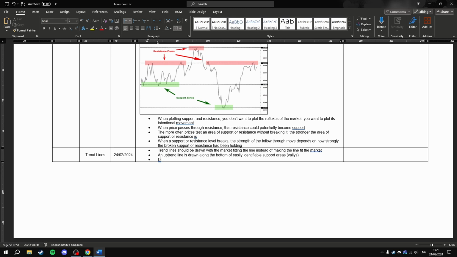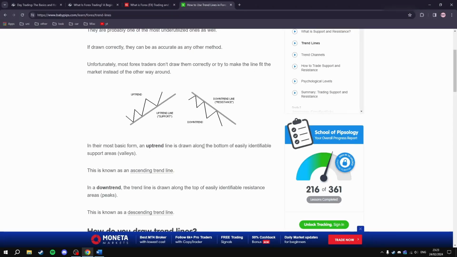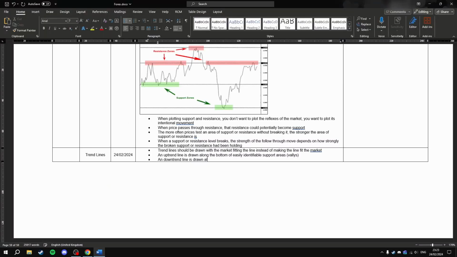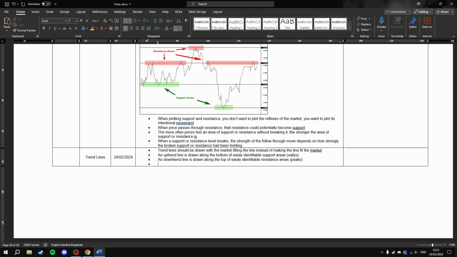And a downtrend line is drawn along the top of easily identifiable resistance areas, or known as peaks.